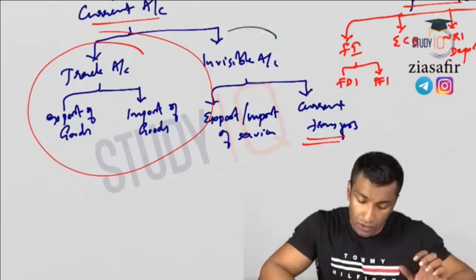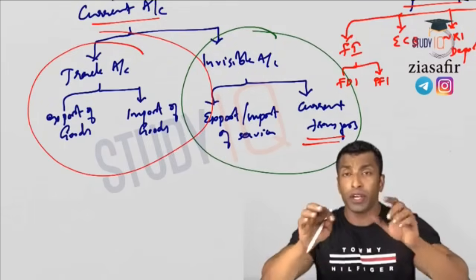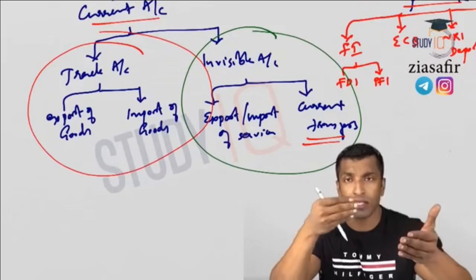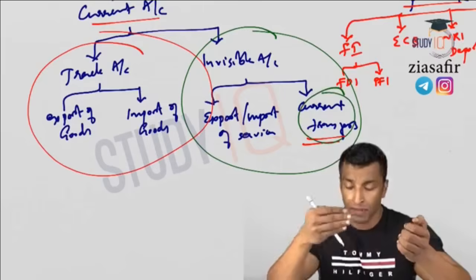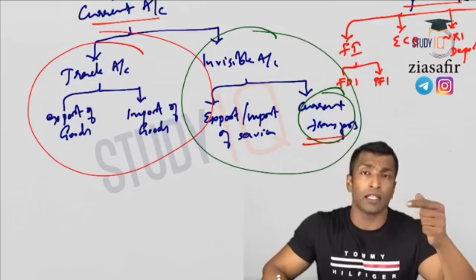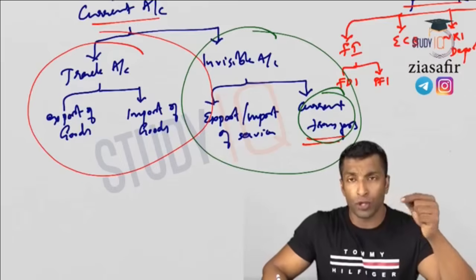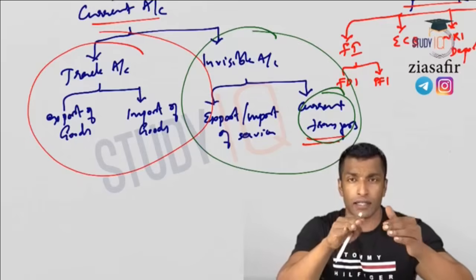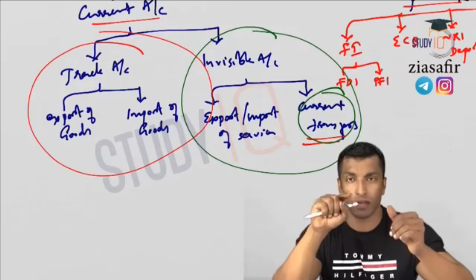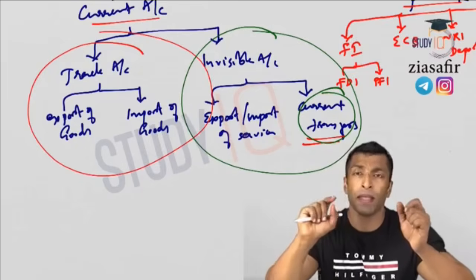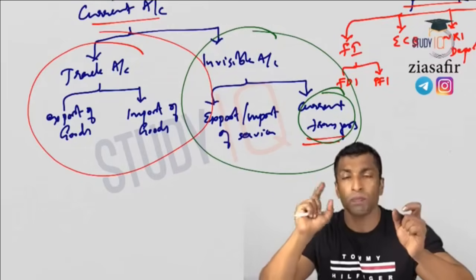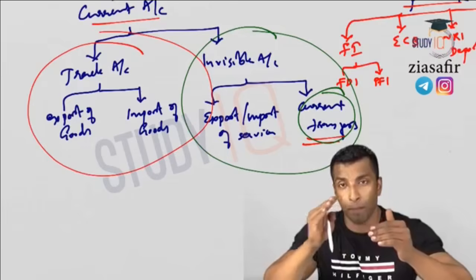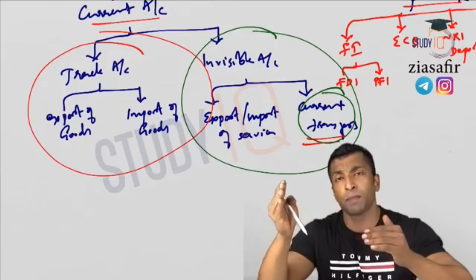What about invisible account balance? So you need to see what is there in the invisible account. Here, export minus import of services will come. When you take export, you're receiving money, right? There is an inflow of forex. Similarly, from current transfer, you will add transfer receipts. That is also inflow of forex. So export of services plus transfer receipts, minus import of services, because that is outflow of money, plus transfer payments, that is also outflow of money.